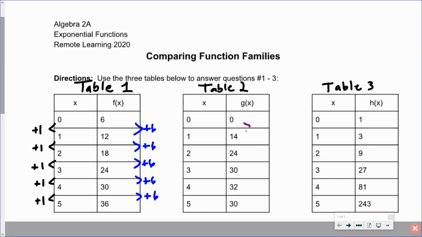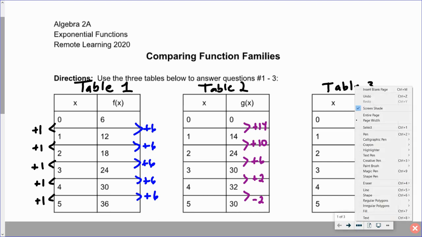So the output values here, it looks like that's plus 14. And then to get from the second to the third, it's plus 10. And then to get to the next one, it's plus 6, then plus 2. And then all of a sudden, it starts to decrease. It's actually minus 2. So clearly, this data table is not representing linear data.